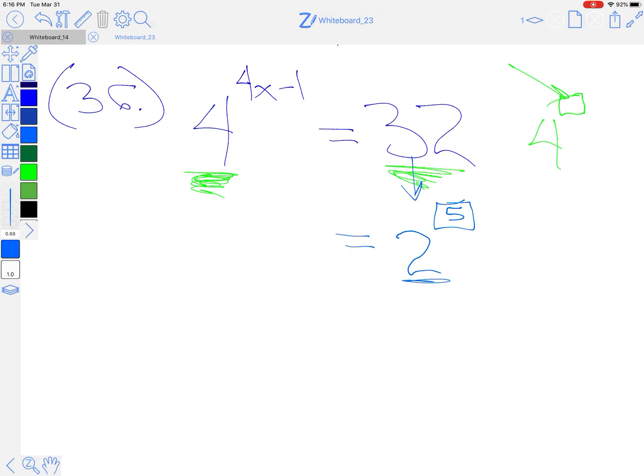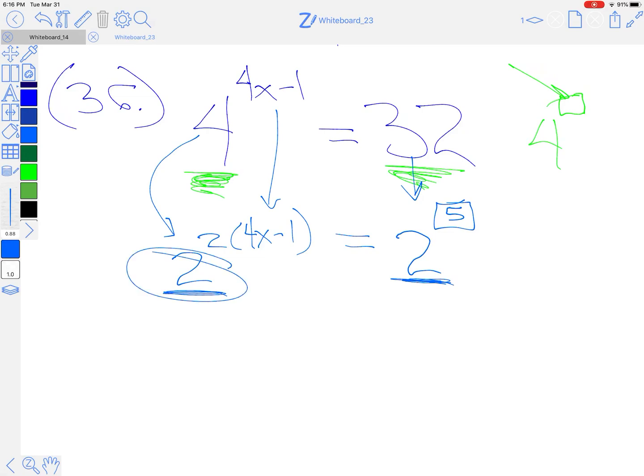So if I have a 2 here as my base, I need a 2 over here as my base. Well, that's a lot easier. 2 to the 2nd power gives me the 4 that I was needing. And I still have this 4x minus 1. That just comes down and stays in the exponent with me.